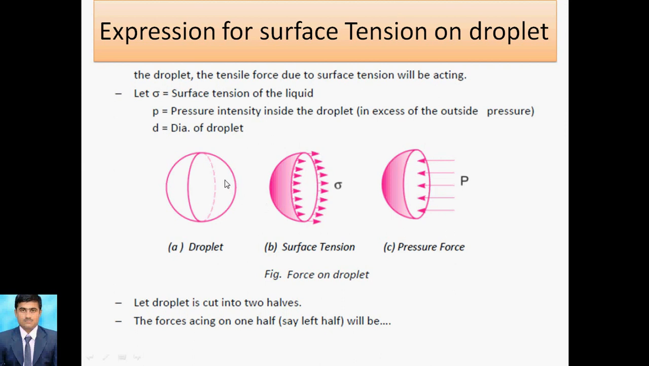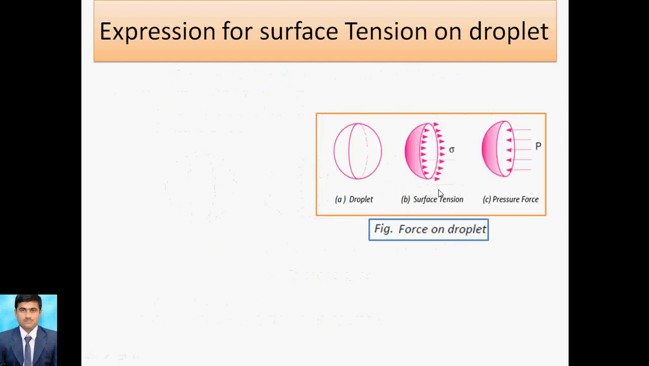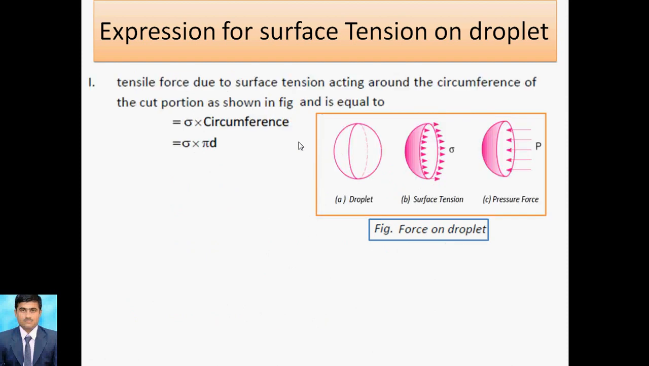First of all, we look at the surface tension force. This is the regarding diagram. The surface tension force is sigma into pi d, where pi d is the circumference. This is the tensile force acting due to the surface tension. Then the pressure force. The pressure force is acting on the area, so the pressure force is P into A, where P is the pressure and A is the area. The area of this droplet is pi by 4 d square.